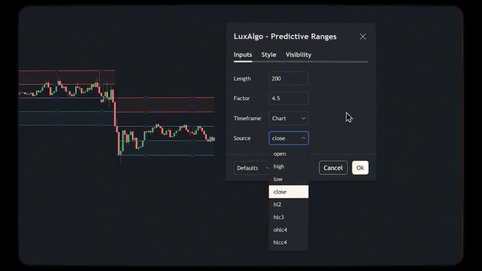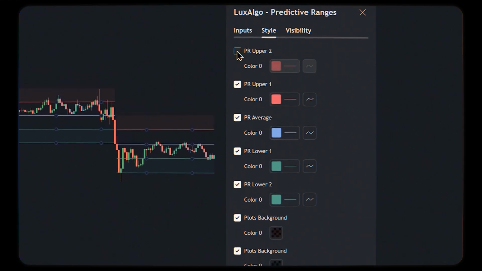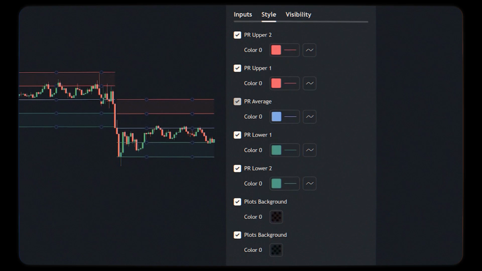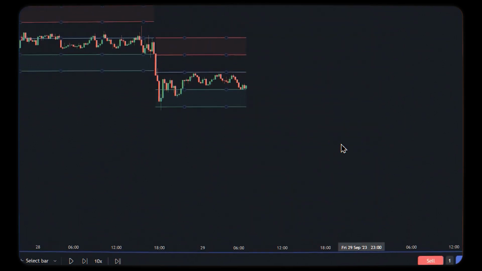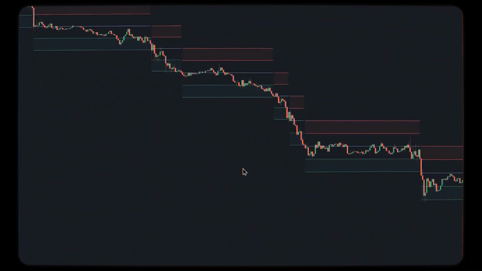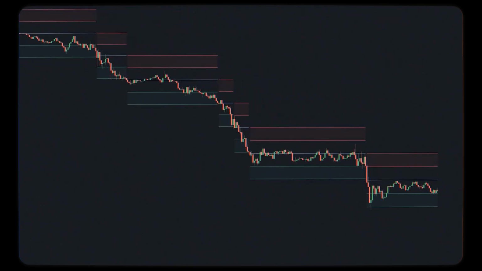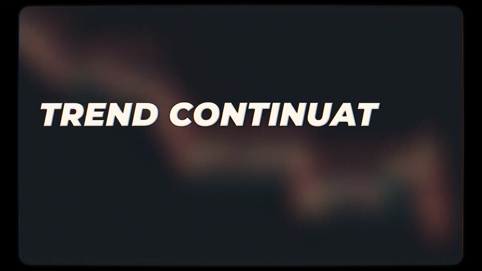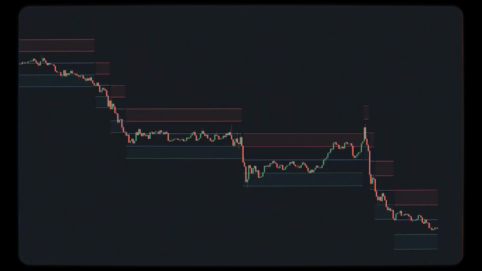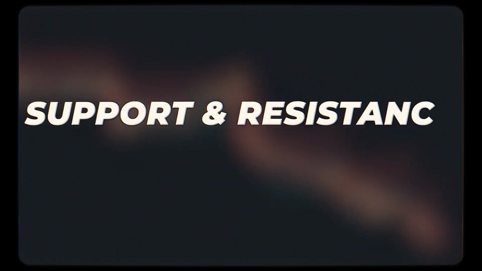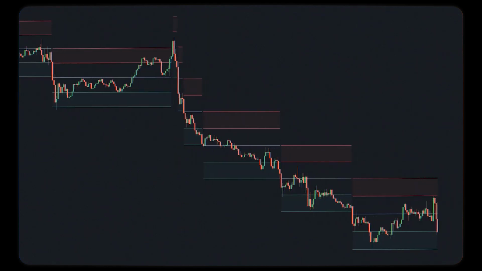Now, the Style tab has several customizable options that we can toggle on or off. After you've made your changes, click OK. Now, using this indicator to trade can be broken down into two strategies. Number one, we can use it to identify pullbacks for trend continuation entries. And number two, we can also use it to identify breakout entries above and below the support and resistance levels. Let's begin with the first strategy.